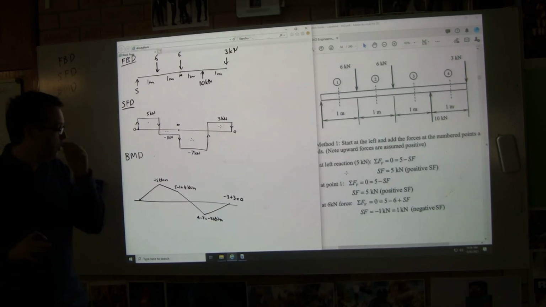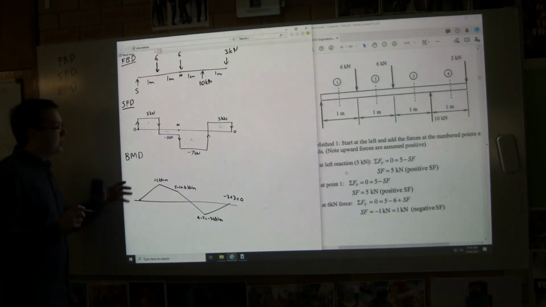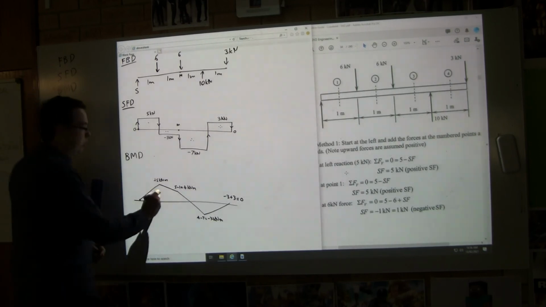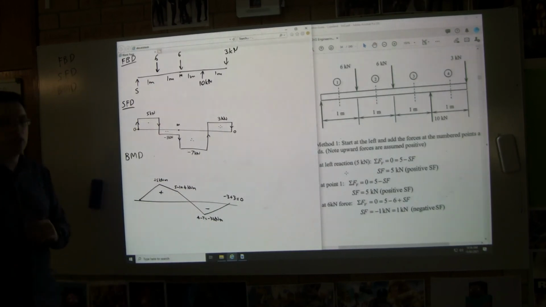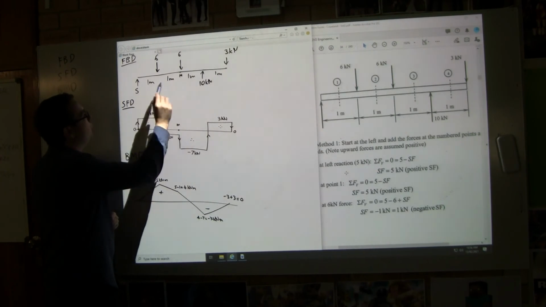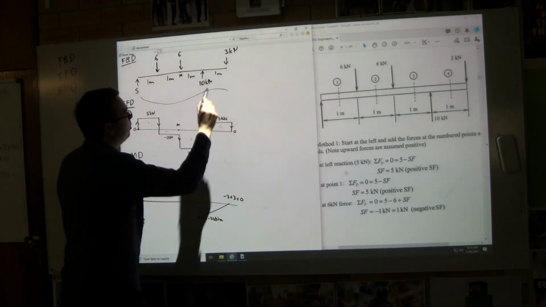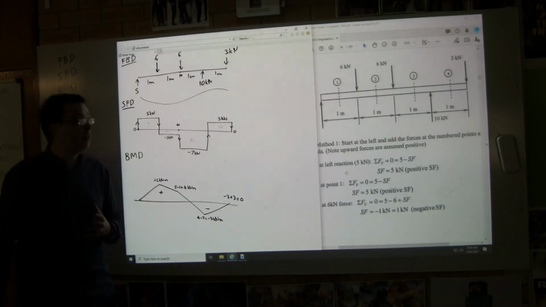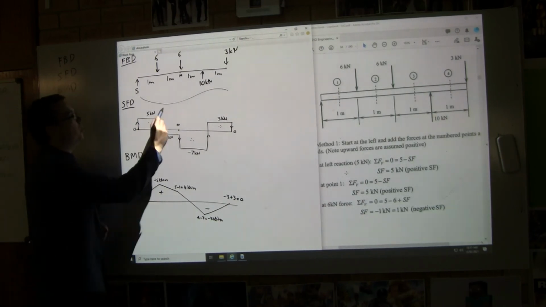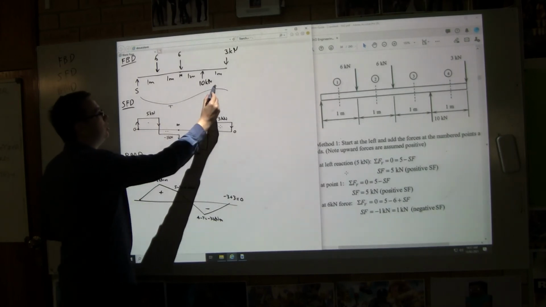Now, I don't want to go into too much detail here, but some people show these diagrams upside down. Some people show these diagrams upside down. And the reason they do that is this. Imagine this is the way the beam is going to deflect. Does that make sense? That's how it's going to deflect. And what that means is we're going to have tension here and tension here.